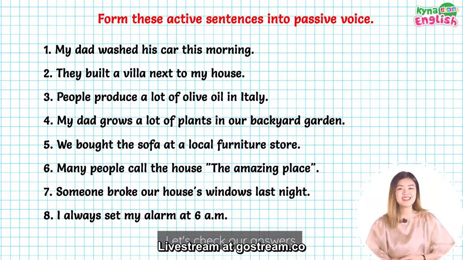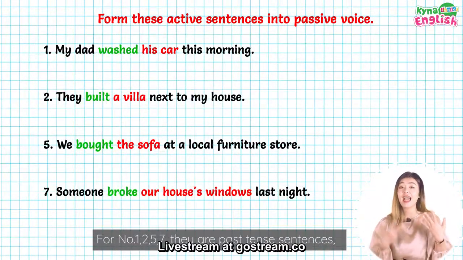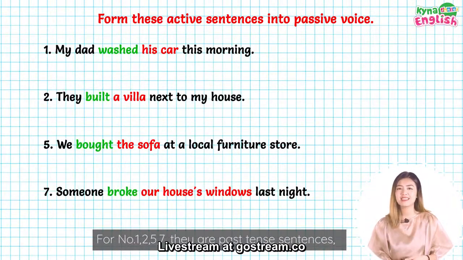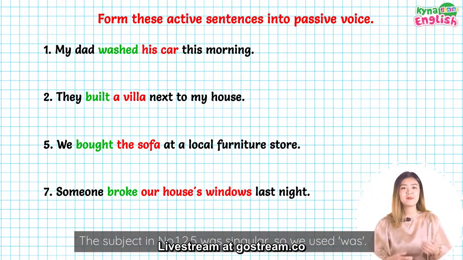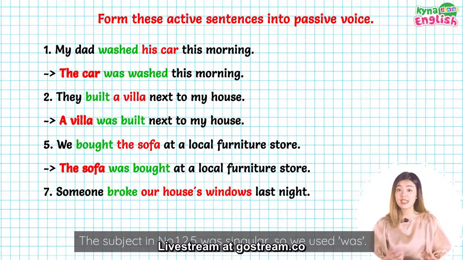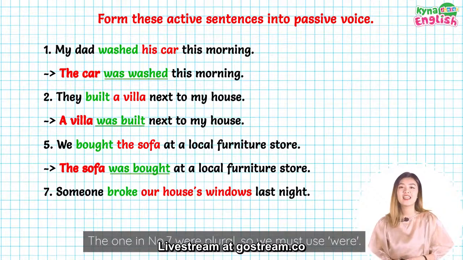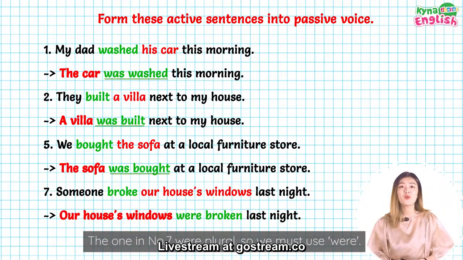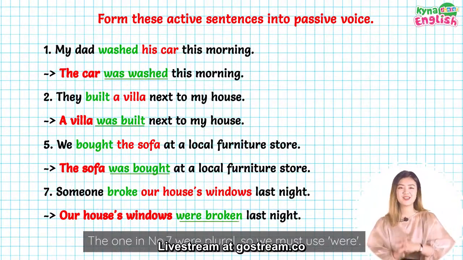Let's check our answers. For number 1, 2, 5, and 7, they are past tense sentences. So we need to change the verb be into was or were. The subjects in number 1, 2, and 5 were singular, so we used was. The one in number 7 was plural, so we must use were.